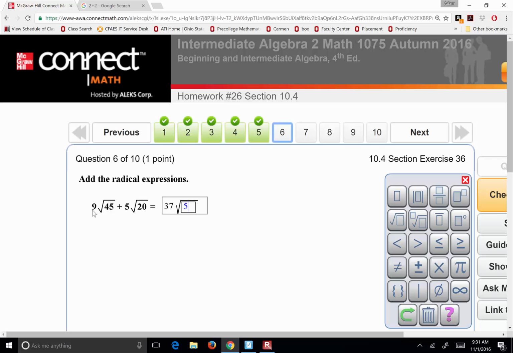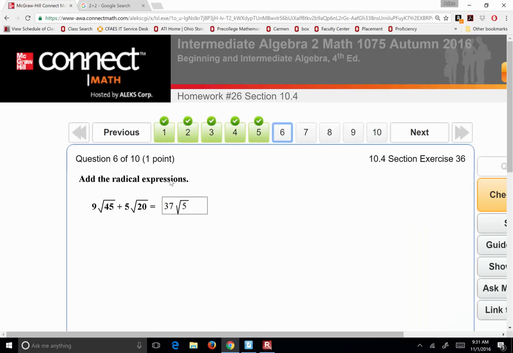So the answer you see has nothing to do with the initial answers. Some people try to add 9 and 5. No, 37 and root 5. So the total change is in the prison and in the numbers in front.